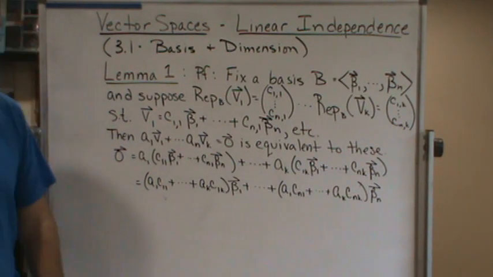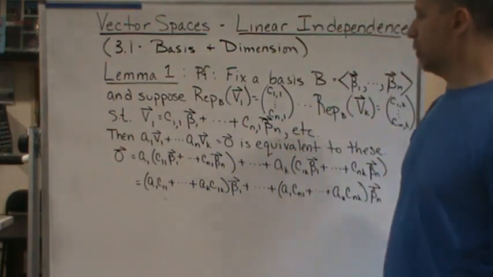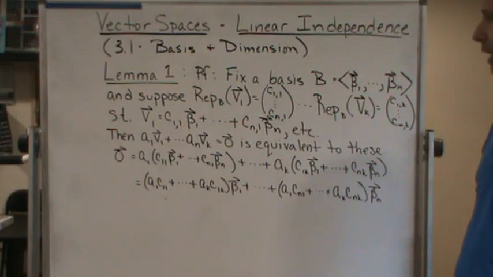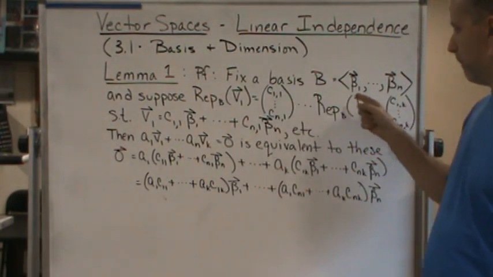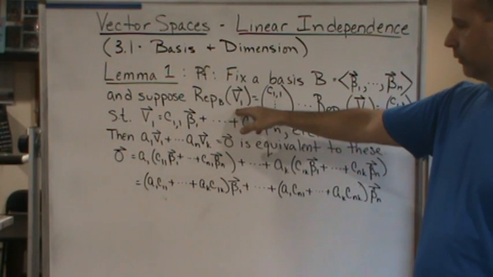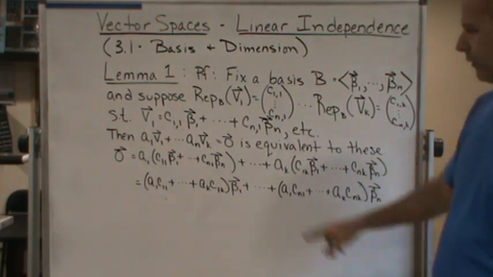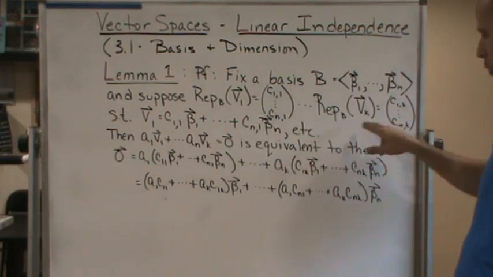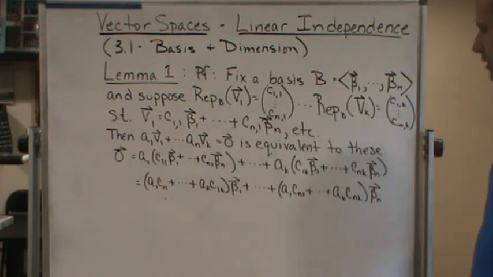Okay, so here's the proof for lemma 1. We start by fixing a basis, B. So we've got this basis, and we're going to suppose that we have a representation for each vector V, right? So we've got a representation with respect to the basis B for V1 all the way to some V sub k. So we've got all these representations.